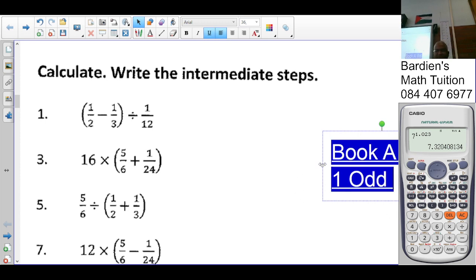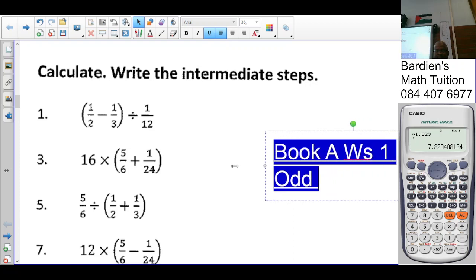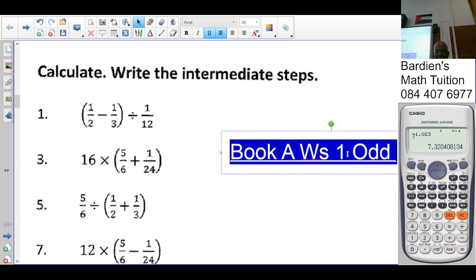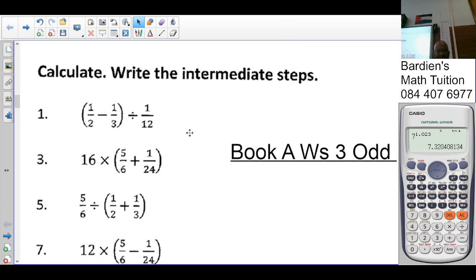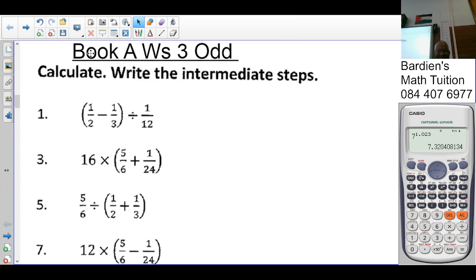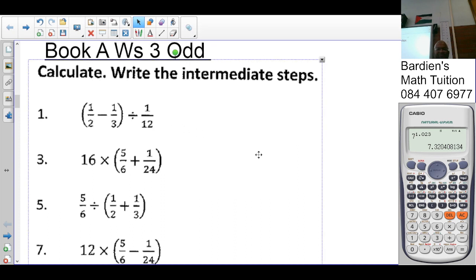Right, book A. Okay, it's fine. You see, easy to find my mistakes, no? Right. People, let's do this.